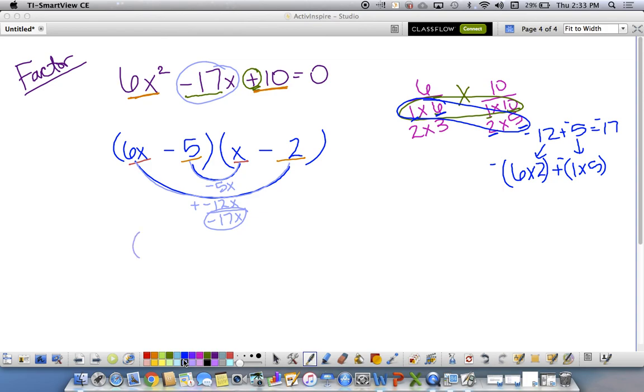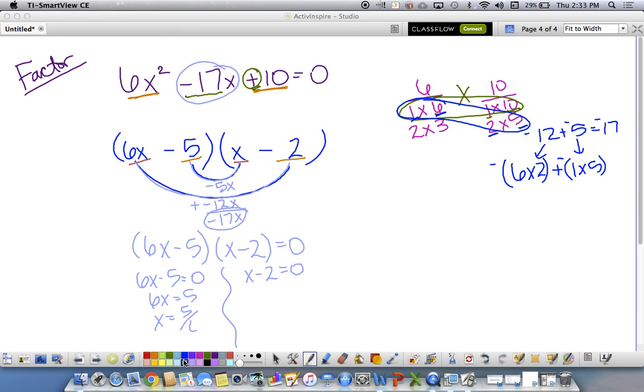Okay? So now we have factored: 6x minus 5 times x minus 2 equals 0. Now we're going to solve. 6x minus 5 equals 0. x minus 2 equals 0. Starting with the left one, I'm going to add 5 to both sides and then divide by 6. That's x equals 5/6. Here, just add 2. x equals 2. You're done.